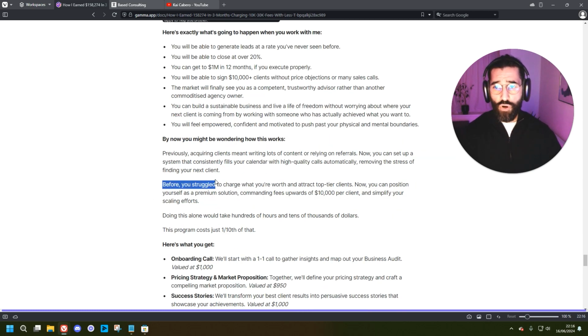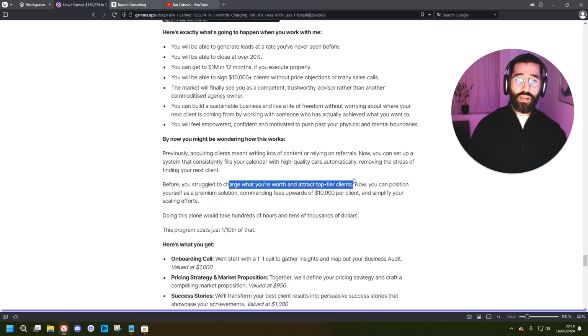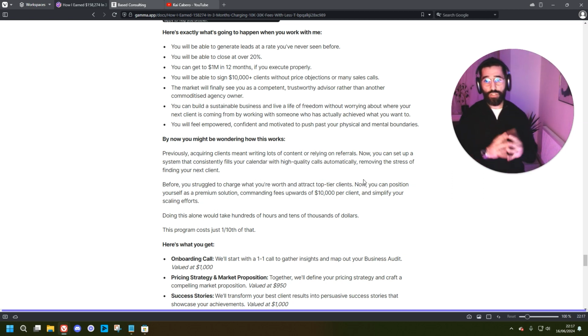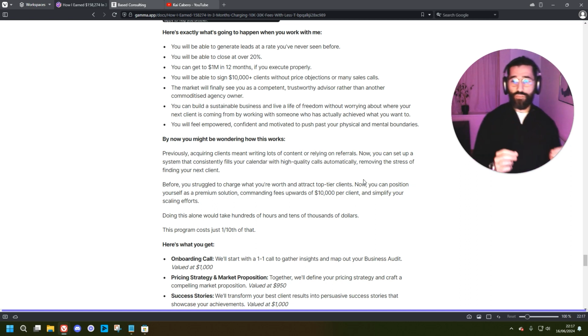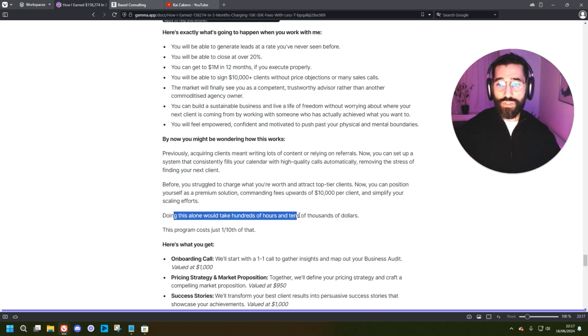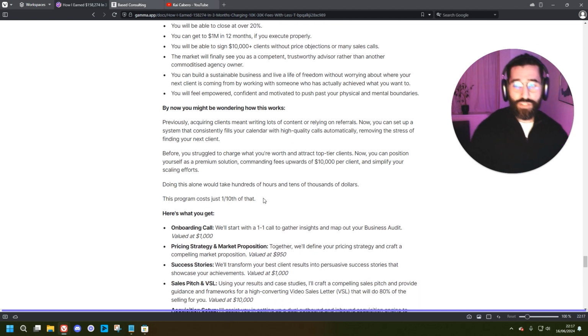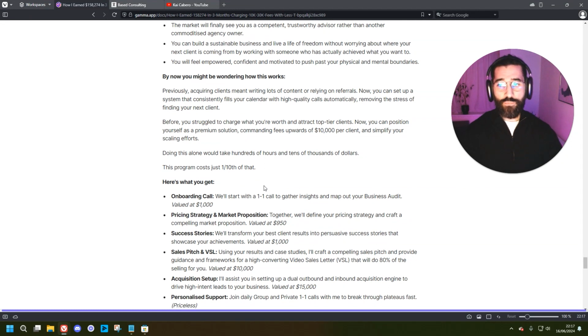So before, you struggled to charge what you're worth and attract top tier clients. But now you can position yourself as a premium solution, commanding fees upwards of 10K per client and simplify your scaling efforts. But doing this alone would take hundreds of hours and tens of thousands of dollars. This program costs just a tenth of that, right? So here's what you get.